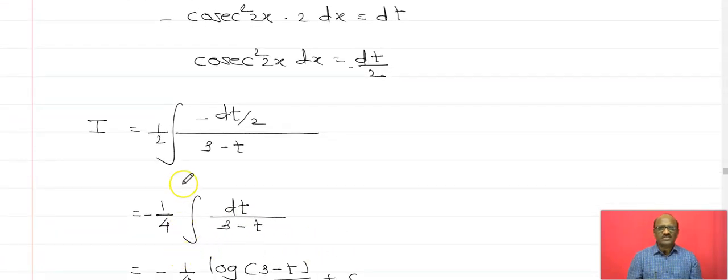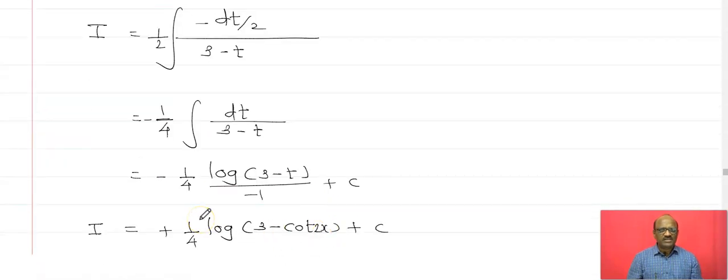And what about its integral? Now here is the minus sign. That is minus 1 by 4 integral dt upon 3 minus t. What about its integral? Its integral is log form. That is minus 1 by 4 log of in bracket 3 minus t upon minus 1 plus c. Now this minus and minus will become plus.